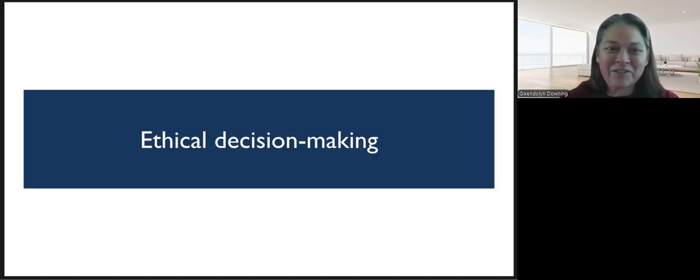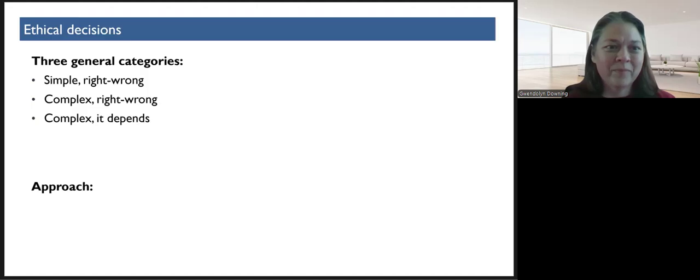And moving into section 2, ethical decision making. We have 10 slides here and then a processing slide. And we're going to begin with ethical decisions. So with ethical decisions, we have 3 general categories. We have simple right, wrong, right? This is very clear. It's simple and it's right or it's wrong.